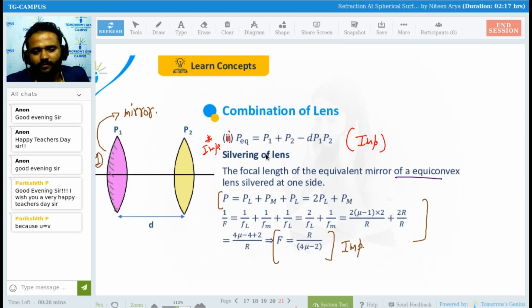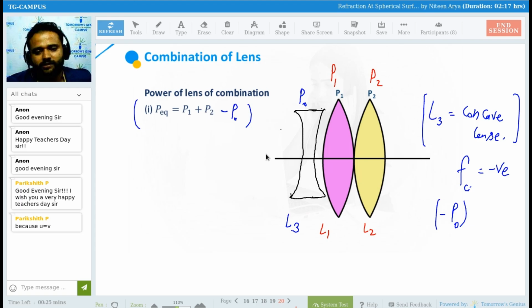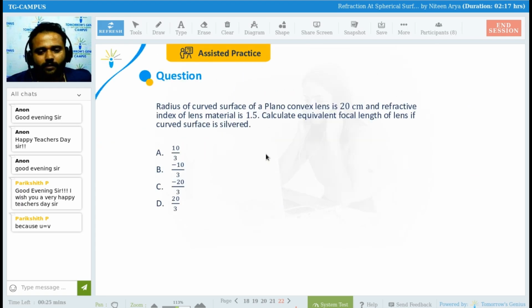So there are 3 cases. If in any case you are going to get this, there are 2 cases of combination of lenses. If the 2 lenses are situated at some distance d away from each other, that is one equation, and if they are simply in contact like this, you can find it directly.